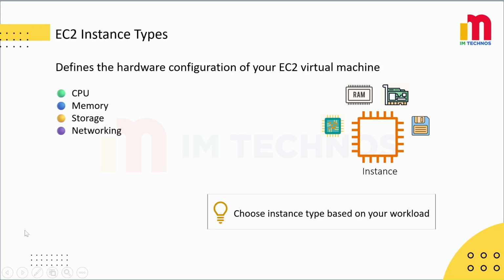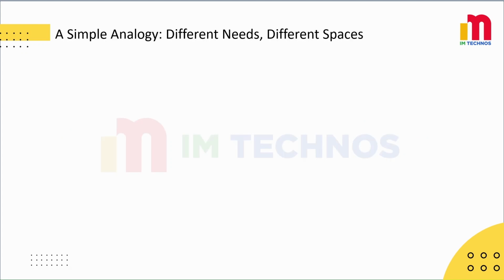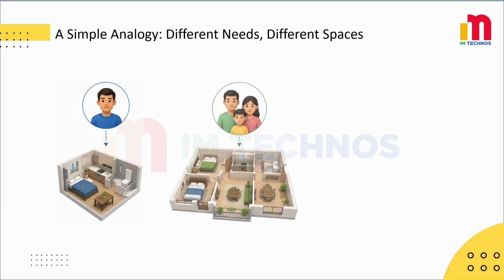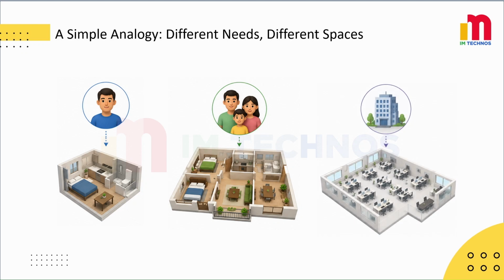Let's understand this with a simple analogy. Think of renting apartments. A single person may need a small apartment. A family man needs a bigger apartment. A company may need an entire office floor. The purpose is the same, space to live or work, but the size and the resources are different depending on the need. Similarly, EC2 instance types provide different hardware configurations depending on what your application requires.